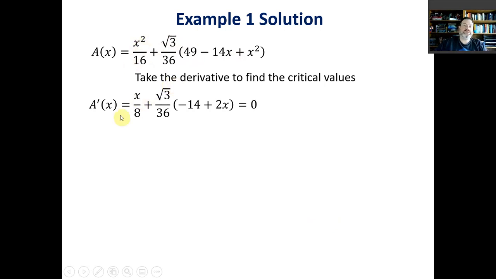So the derivative of this is x over 8. This is a constant, so it stays a constant. And then I just take the derivative of this. So it's negative 14 plus 2x. Set this equal to 0.